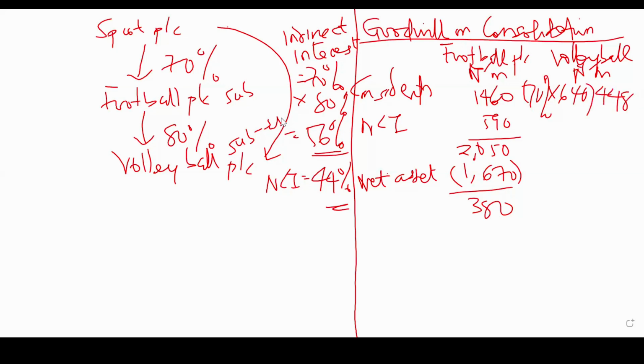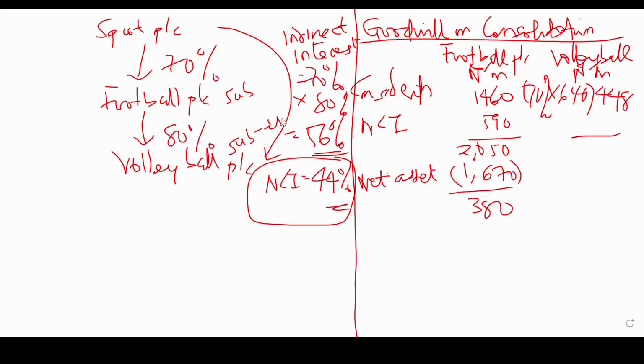Now be careful. What did we say? As long as for the group, the NCI is 44%. Now you will notice in the additional information, they gave you the fair value for 44%. They gave you for 20, they gave you for 30, they gave you for 44. ICAN has done that because they know that you could possibly be confused.